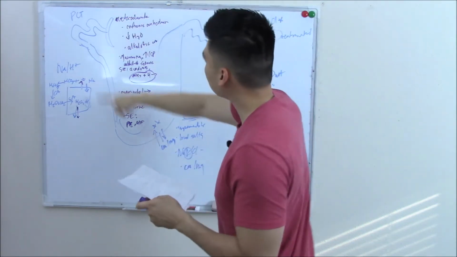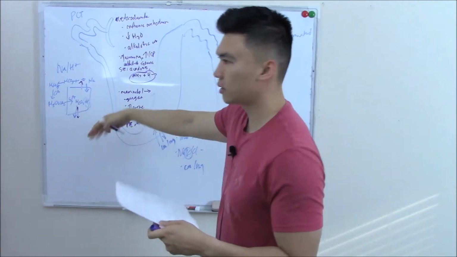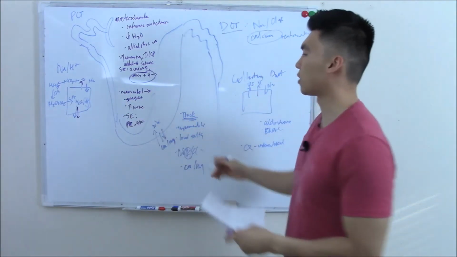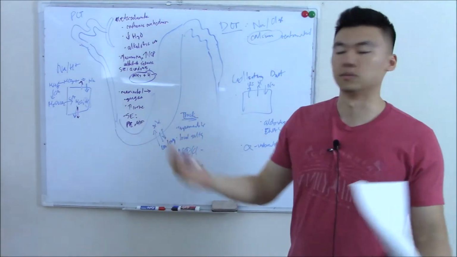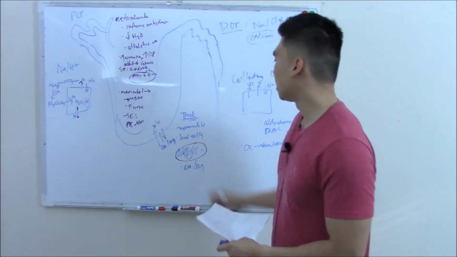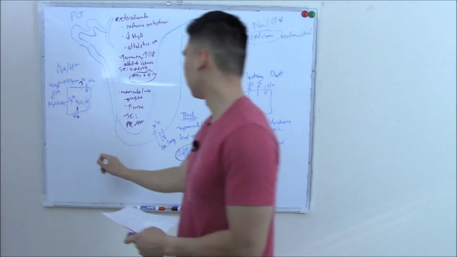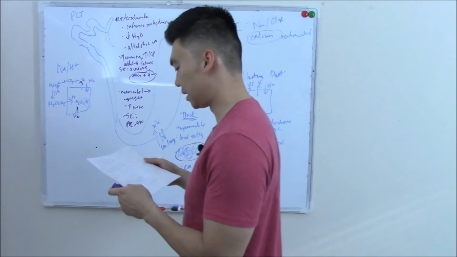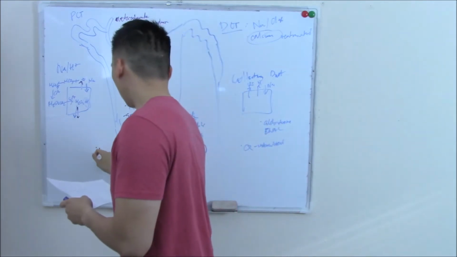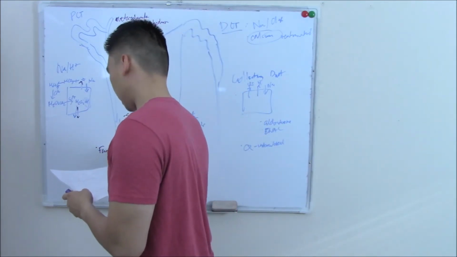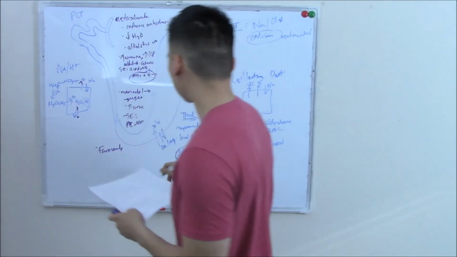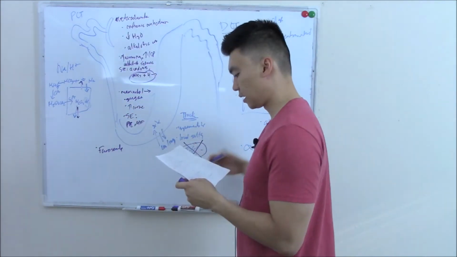So that's your PCT. Let's look at your loops. We said your thin didn't really reabsorb salt, so there's nothing really to talk about there. Your thick loves to reabsorb salt. It has this huge channel. And we can block this huge channel with loop diuretics. What a fitting name. One of them, and most famously, is furosemide. This blocks this channel. Easy as pie.